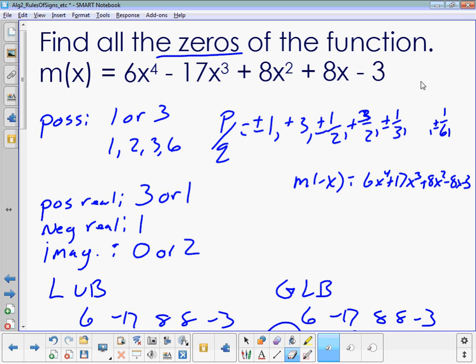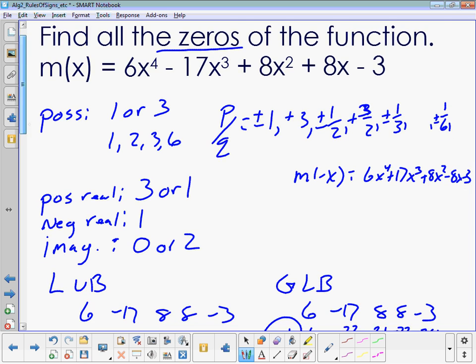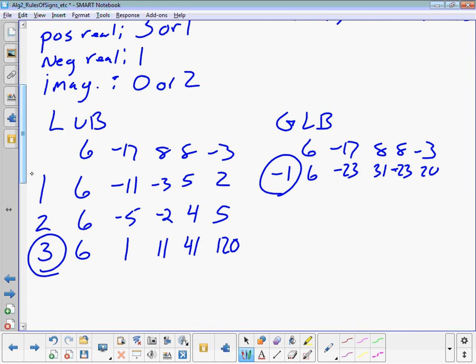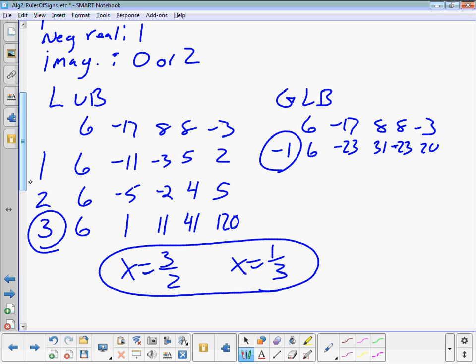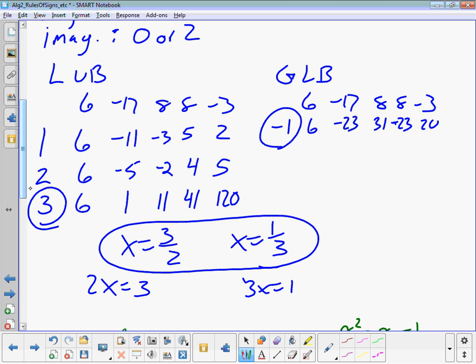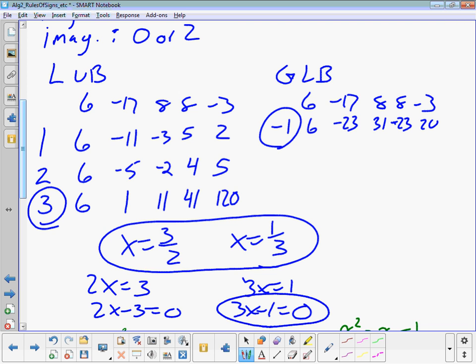There we go. Okay, so we have x equals 3/2 and x equals 1/3 as 2 of our 4 solutions. Well, this means 2x has to equal 3 and 3x has to equal 1. And if I go to that next step, that would say 2x minus 3 would have to equal 0 and 3x minus 1 would have to equal 0. So those are 2 of our factors.